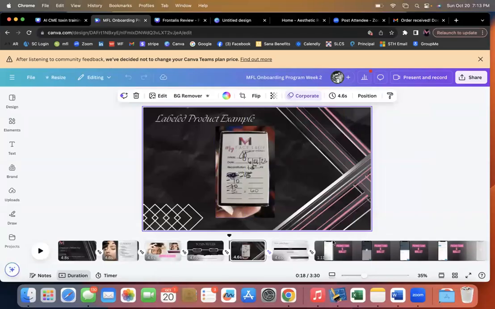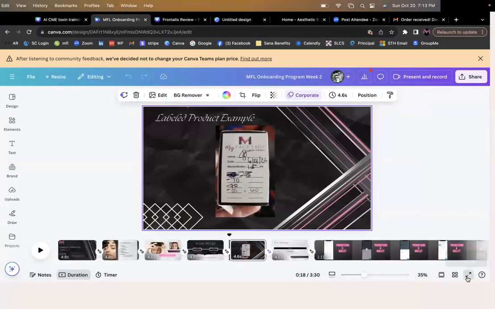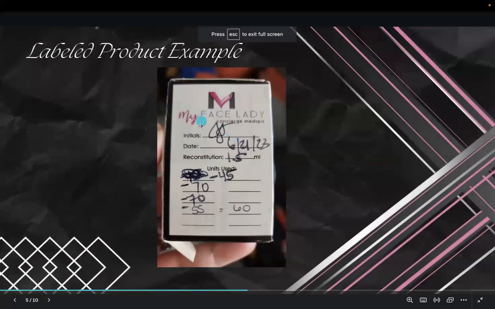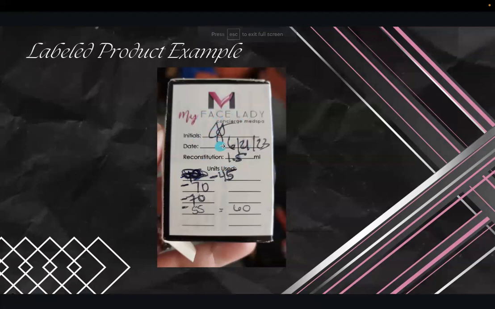Okay, so this is exactly what the box will look like. It will have a little sticker on it, which we actually put on the box. You'll put your initials, the date, what you reconstituted it with, and then the units used. This is a great marker so you know exactly what is left in the bottle, and you're not always having to go back into your traceability. So if I have a 100 unit bottle of Botox and I use 20 units because I just did someone's glabella, I would write minus 20. I know that I still have 80 units left in that bottle. So this is just an easy reference guide.